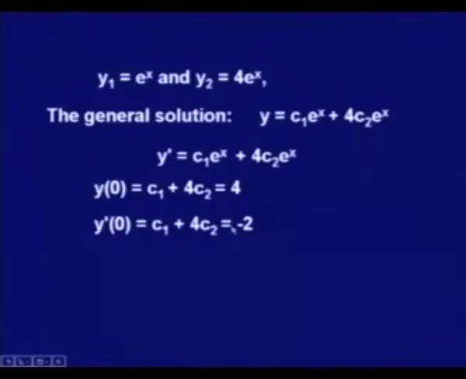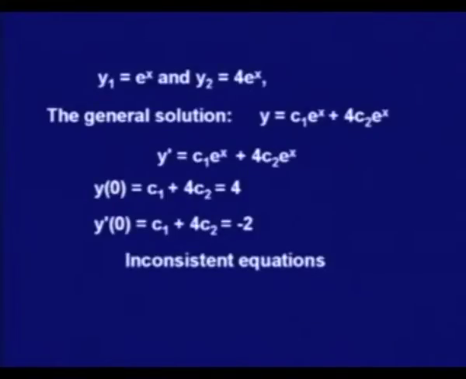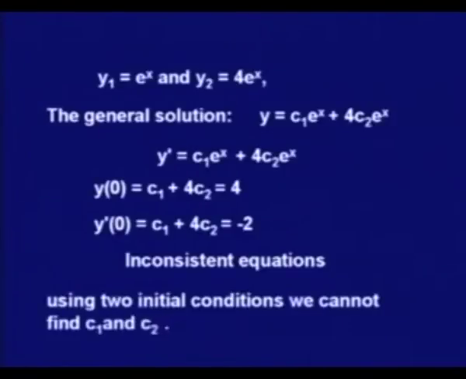Now, you see, I have got two equations which are not consistent. That means, I cannot find the solution of these. I cannot find c1 and c2 which satisfy these two equations. What it says is, given these initial conditions, I cannot find the values of c1 and c2.